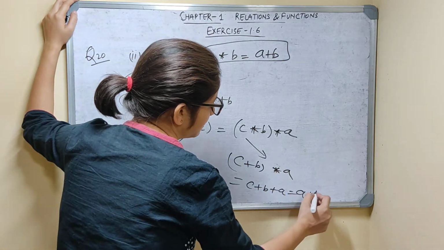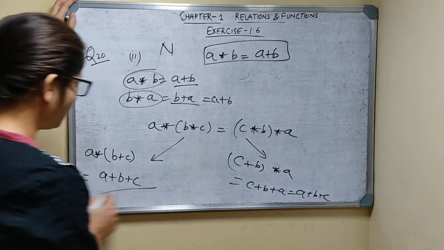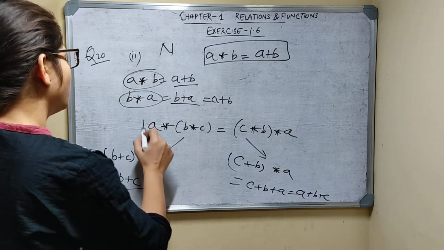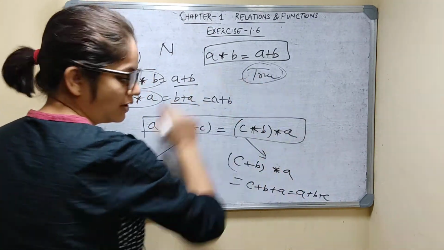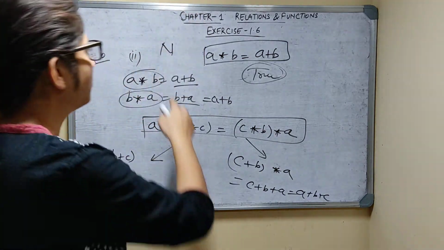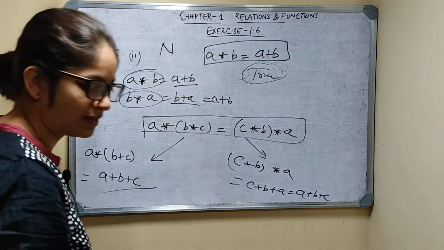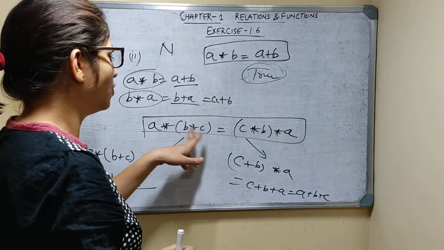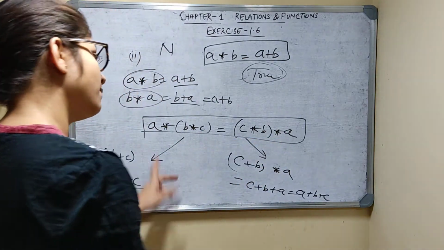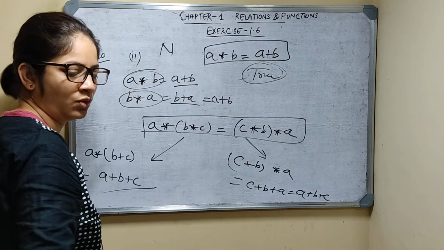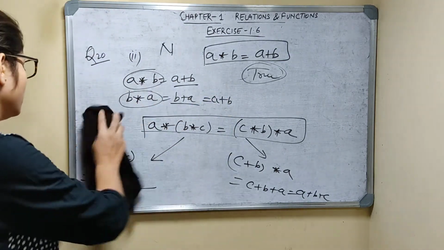This also is A plus B plus C. So here also A plus B plus C, here also A plus B plus C. So both are equal. So I can say if strict is a commutative binary operation on natural numbers, then (A strict B) strict C is equal to (C strict B) strict A. Both are equal to this. Is it clear? Now third part.